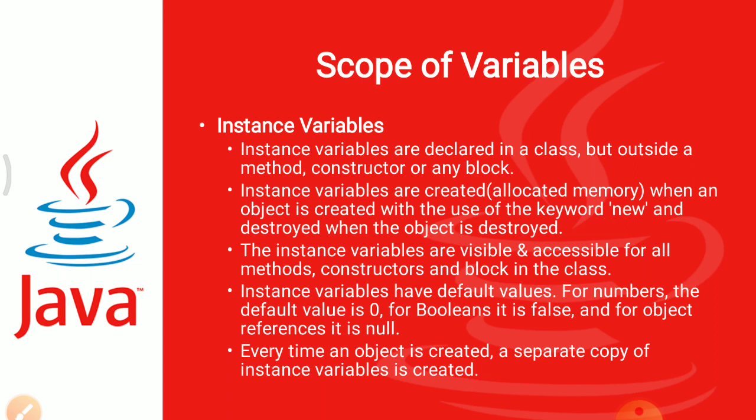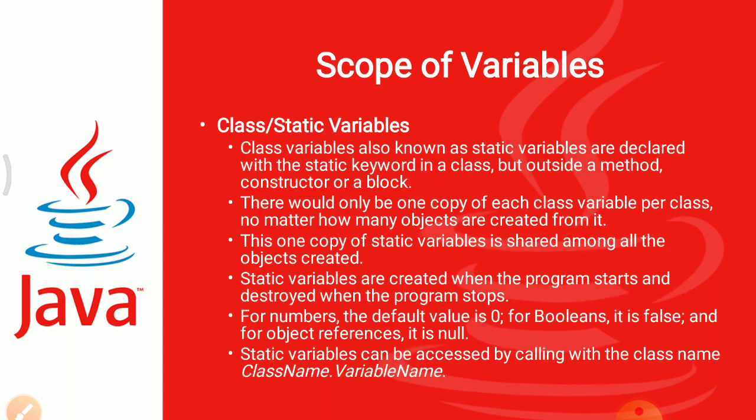So in a local variable we have to assign the values, but in the case of an instance variable, a default value is assigned to it. For numbers, the default value is 0. For boolean, it is false, and for object reference, it is null. Every time an object is created, a separate copy of the instance variable is created, as I already told you.